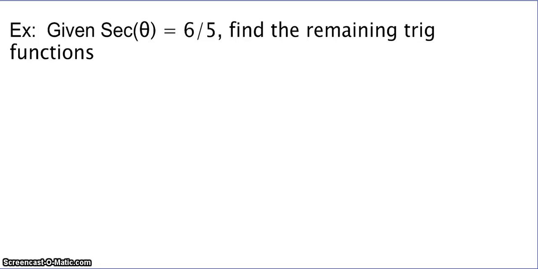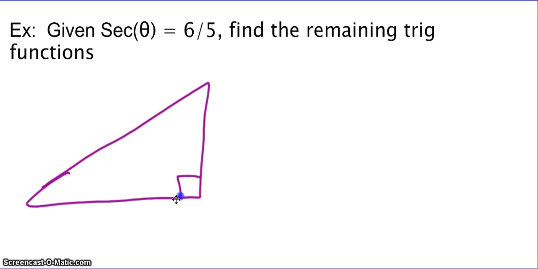So now let's do an example. If I tell you that the secant of theta is 6/5, I want you to find the remaining trig functions. Alright, well, what do we want to do first? Well, let's draw a picture. So I'm going to draw a right triangle. I get to choose where theta can go. I can put theta down here, or I can put theta up here. It doesn't matter. Once I choose, though, then it's going to matter how I label the sides.